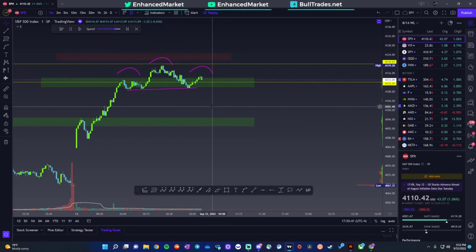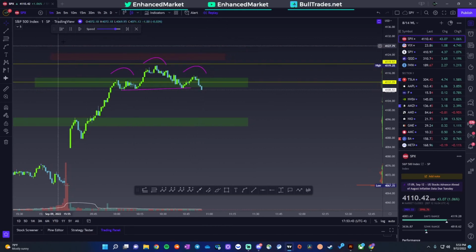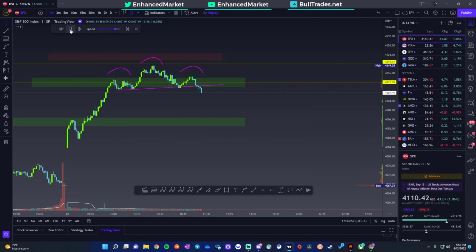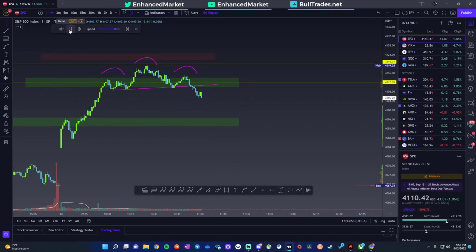Let's hit play, see what happens, and it does exactly that. Let's pause again. It creates the neckline. One bounce, two bounce, three bounce, and then falls through on the fourth. Perfect head and shoulders also: left, head, and the right. Let's play, see what happens. It falls through. This is exactly what we needed.